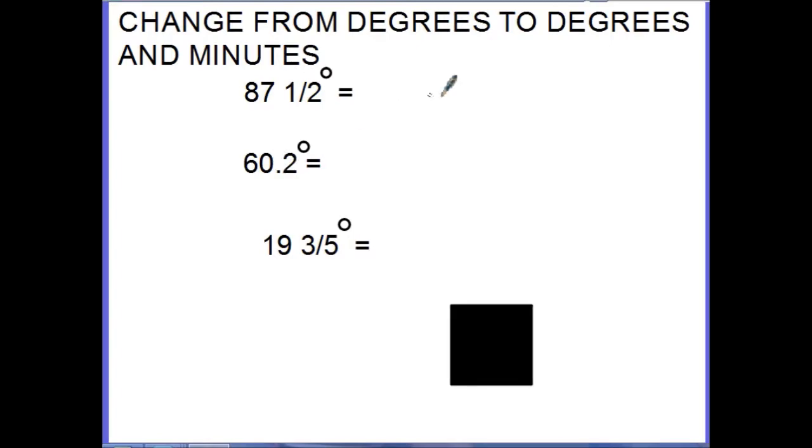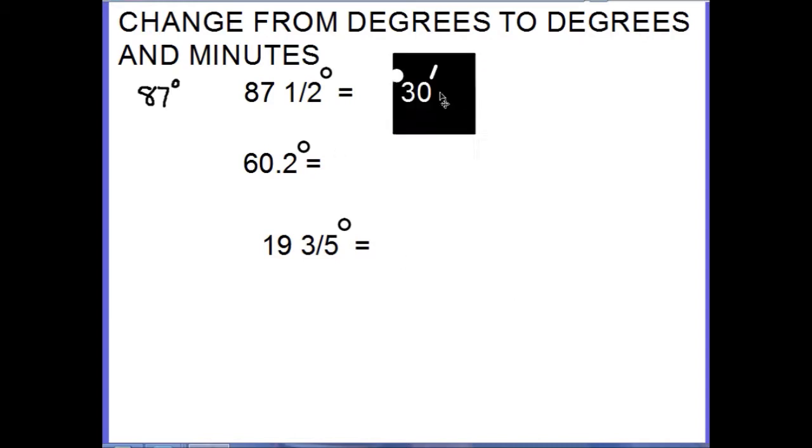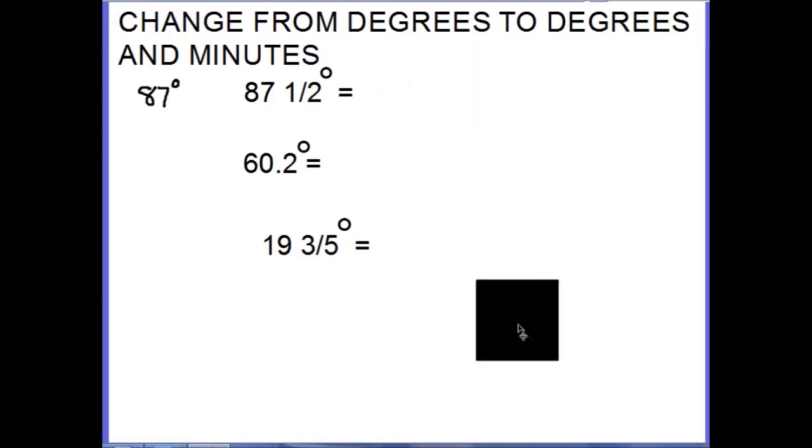So what we're going to have here is we're still going to keep 87 degrees. But we have to think about what half a degree is in terms of minutes. So, if we know that there's 60 minutes in each degree, what would we have for half? If you said 30, that's correct. Our answer is going to be 87 degrees and 30 minutes.